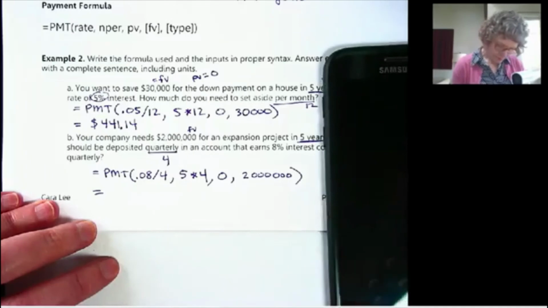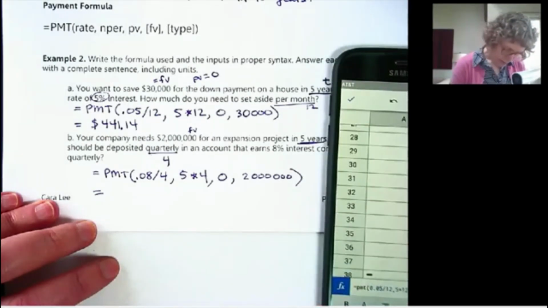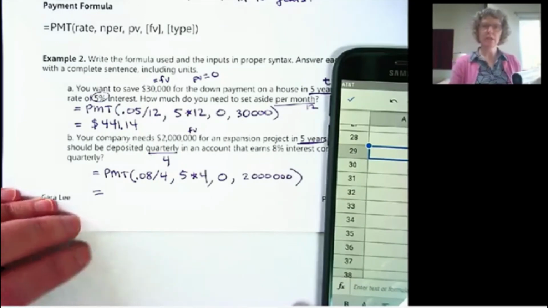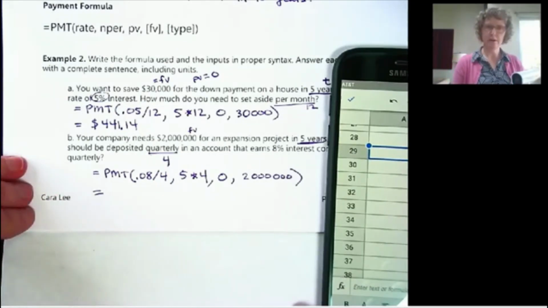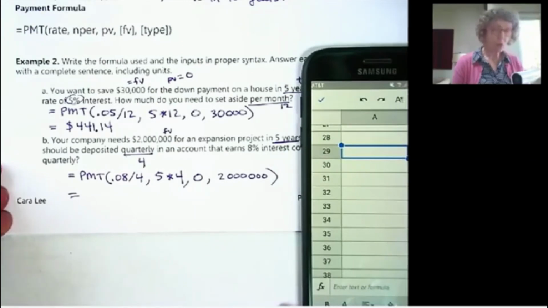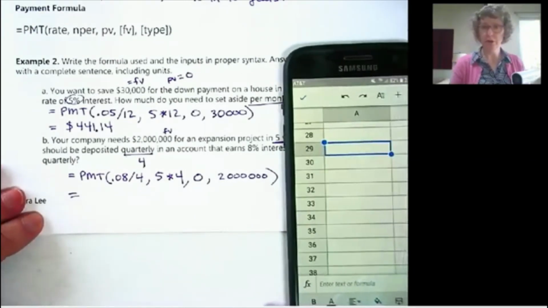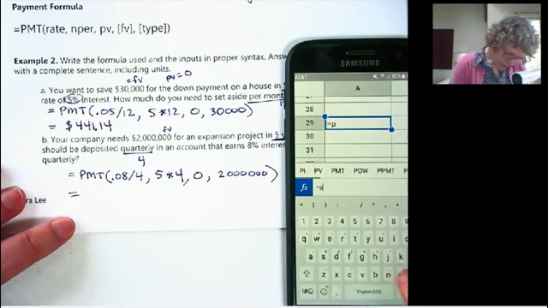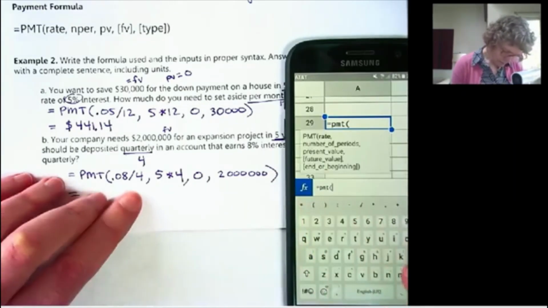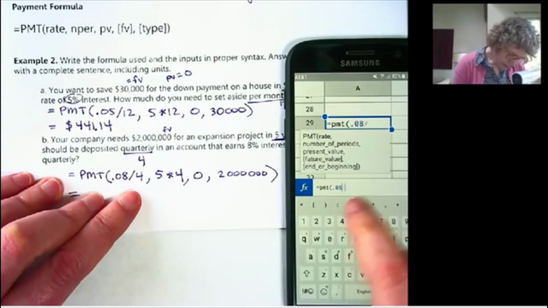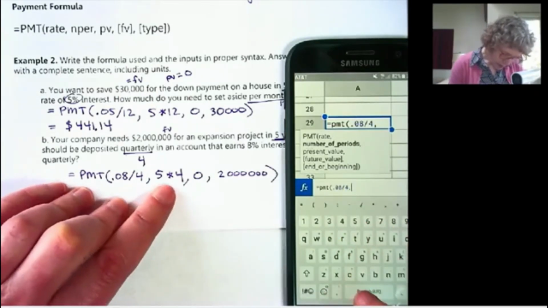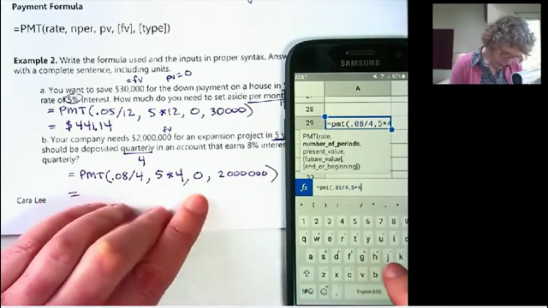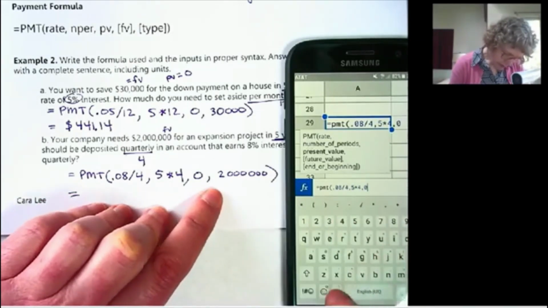All right, see what we get. How much do you think it's going to be? Like $2 million, it's going to be in the thousands, right? Plus we're only doing quarterly, so that's going to be a big chunk every quarter. It would be smaller if it was per month. Let's try it. Equals PMT, payment, 0.08 divided by 4, comma, 5 times 4, comma, 0, comma, 2,000,000.